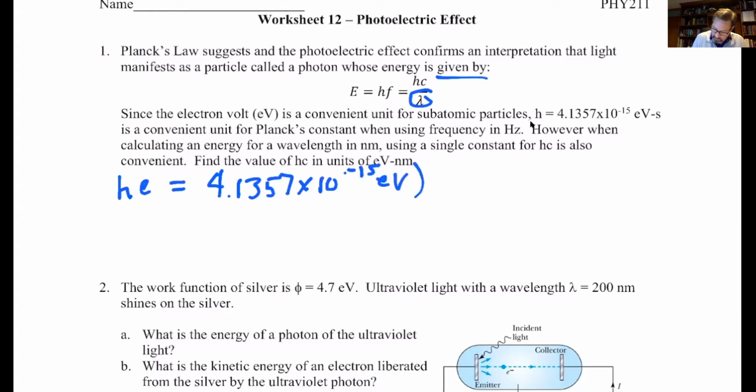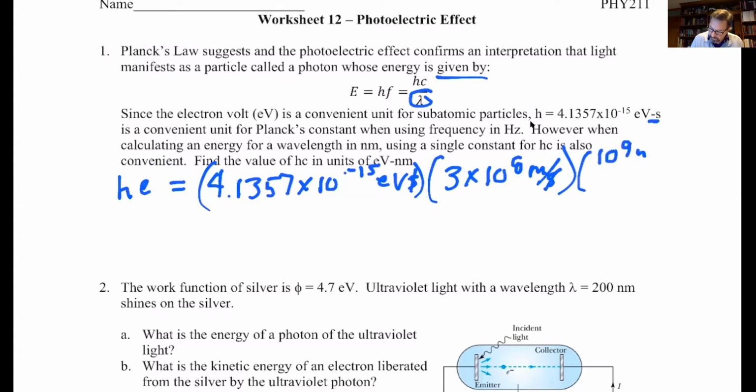And then, of course, c is 3 times 10 to the 8th meters per second. And so let's see, the other thing I want is eV times a second. I didn't write the full unit. Okay, that's good, because the meters per second and the second cancel. But then I want to go per nanometer, because visible light is often given in nanometers. And so I think there's 10 to the 9th nanometers in every meter. So that thing in the parentheses is just 1, and that cancels one of those.